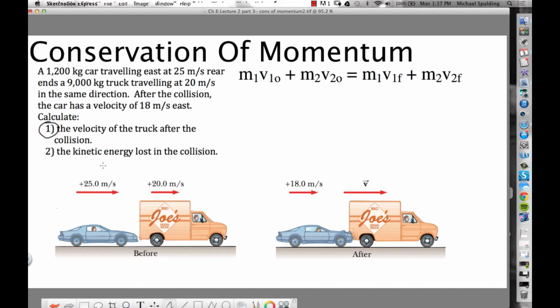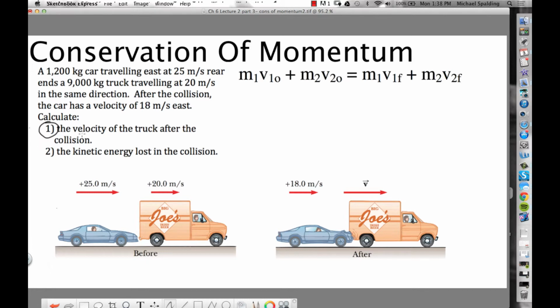Whenever you have a collision, or actually I shouldn't say whenever, because there is a collision type where you don't lose kinetic energy. But in most collisions, kinetic energy is lost. If you think about two objects colliding, before the collision you have kinetic energy, and in most collisions you lose almost all of it. Even though momentum's conserved, you lose kinetic energy.